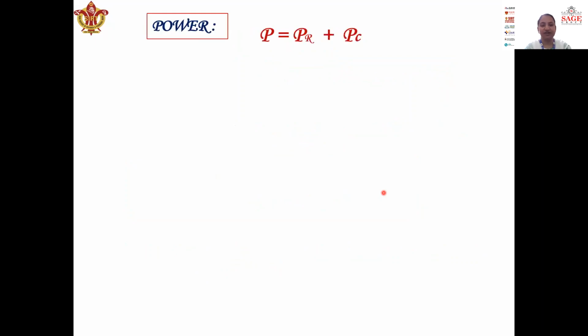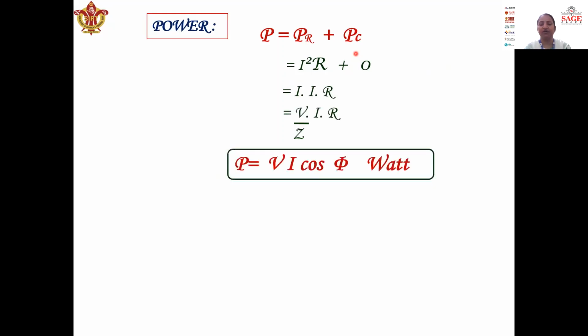So as far as power calculation is concerned, the resultant output power would be PR plus PC, that means power across resistance plus power across capacitor. As we have discussed in earlier classes, power across the capacitor is equal to 0. So we are left with only the power across resistance, that is I square R. So here is the formula, we can write it like V by Z into I into R, or R by Z. We know that R by Z is better known as cos phi. So the final formula for the power across the RC series circuit is P is equal to VI cos phi, and that is active power. So its unit is watt.